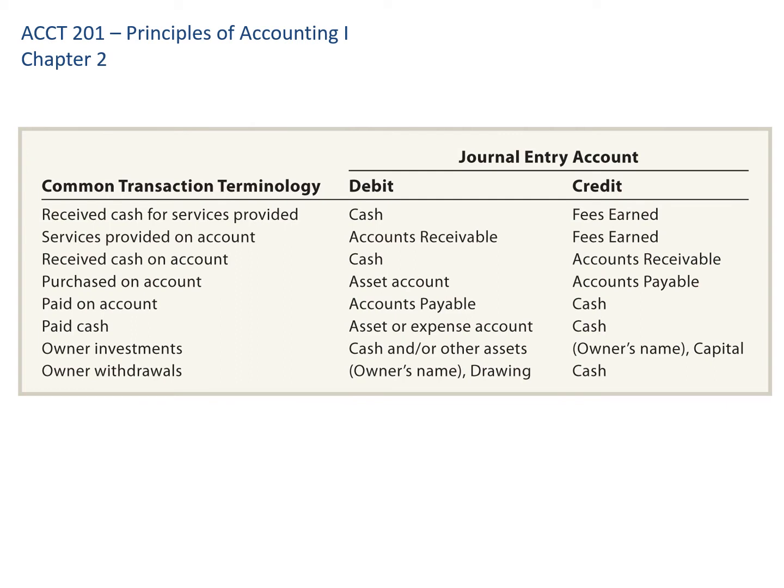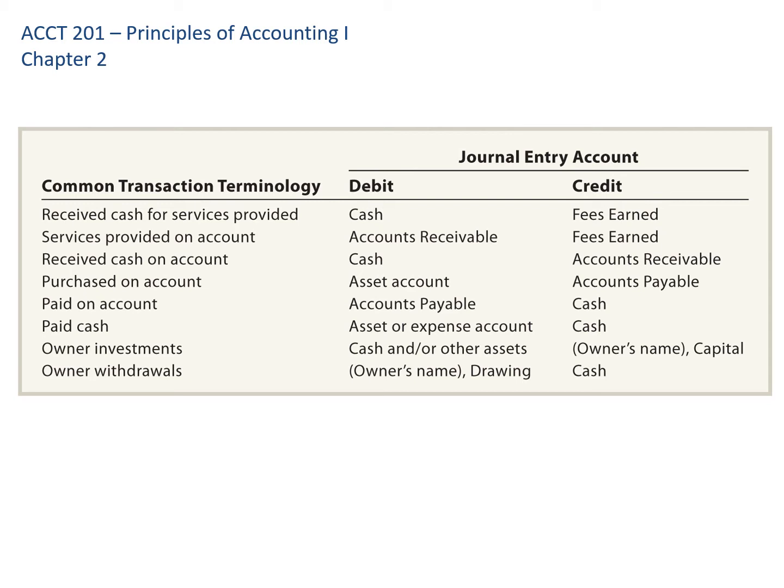Here are some very common transactions that happen over and over again in business, and which accounts we debit and which we credit. This is a handy thing to look back to later. When we receive cash for services provided, we do work for people and they give us money, we're going to debit cash, which increases cash, and we're going to credit fees earned, a type of revenue account, to increase that.